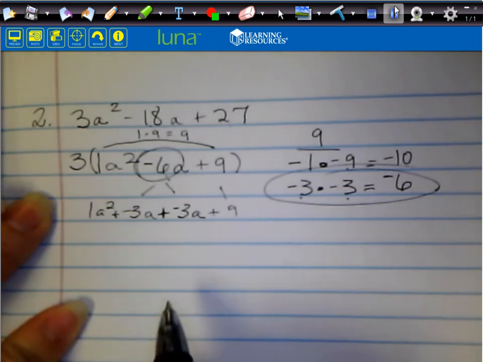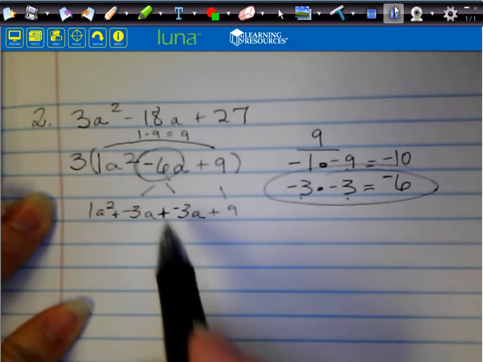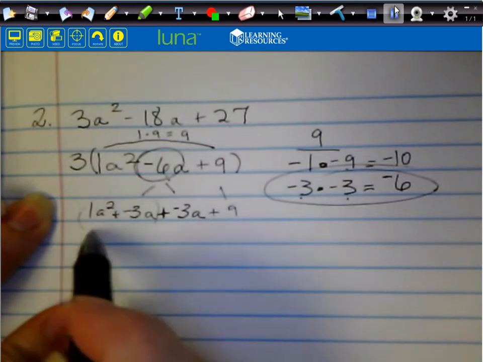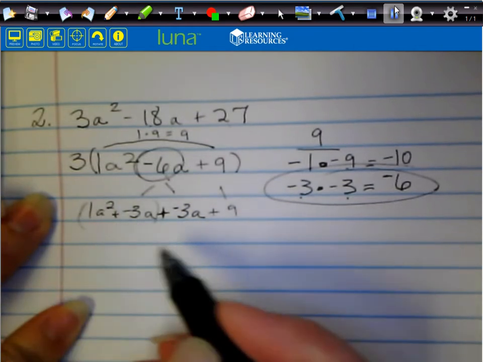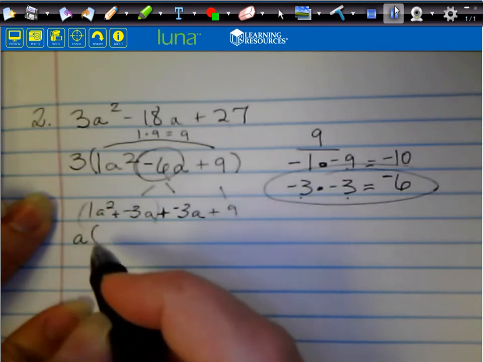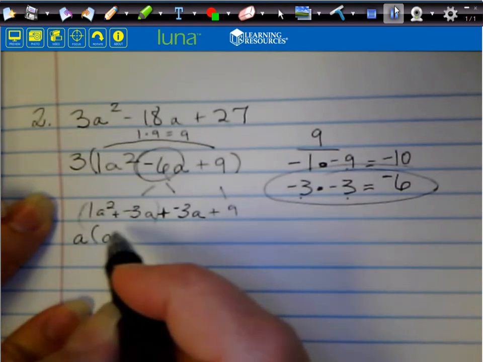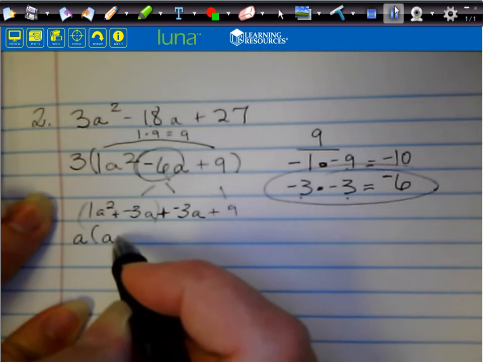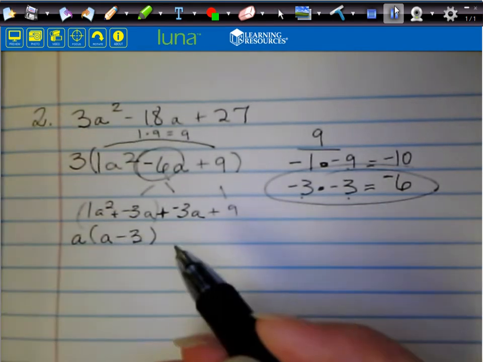So now I can factor out whatever I can in my two groups. So here I can factor out an a. So 1a squared divided by a is just a, and then negative 3a divided by a is just negative 3.